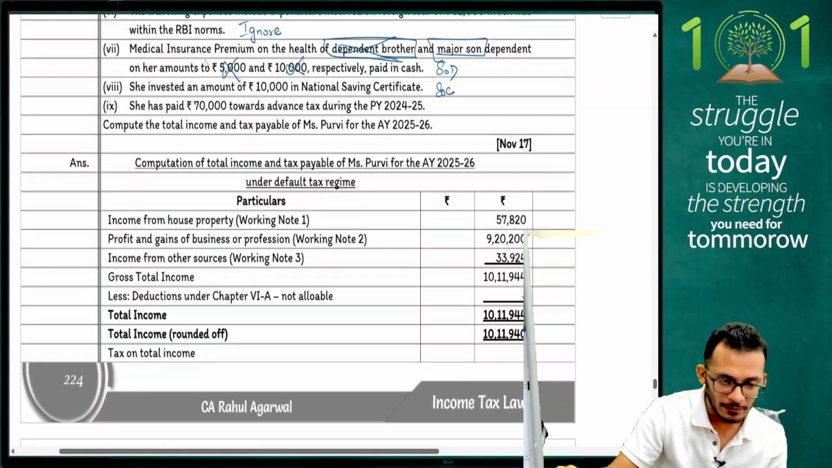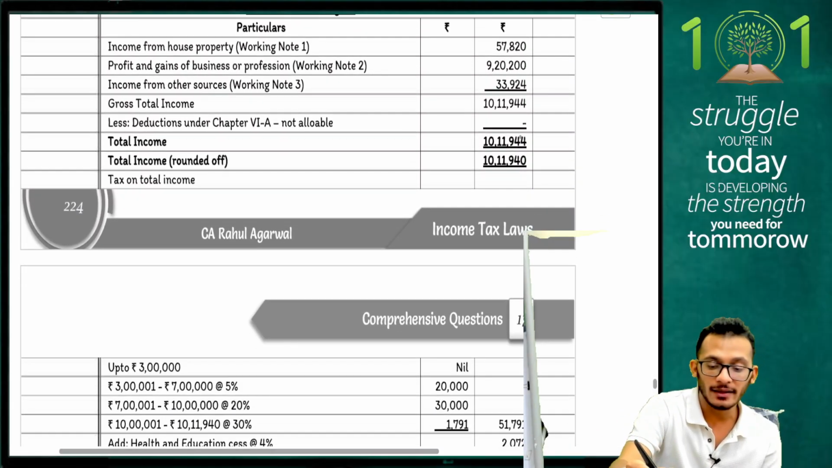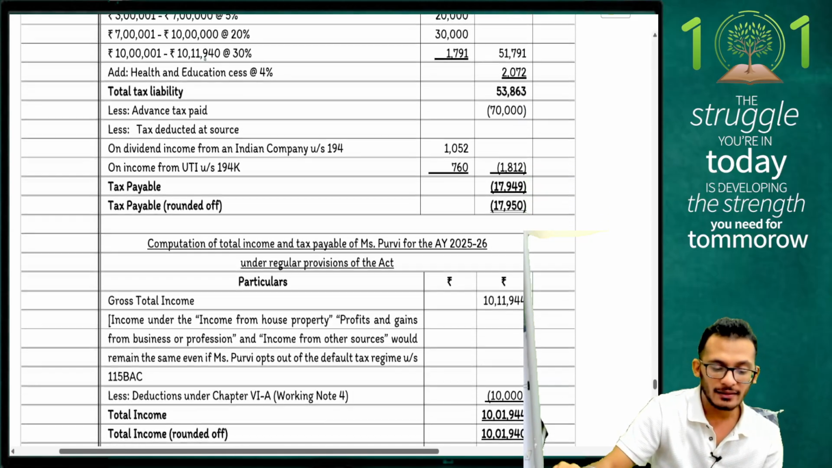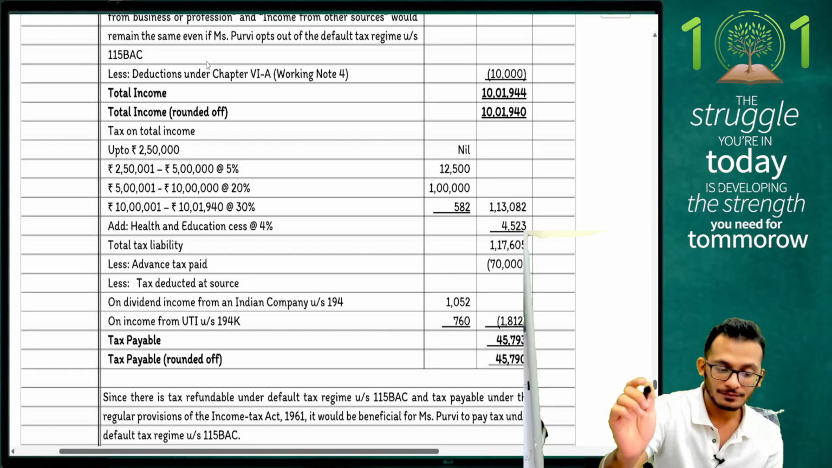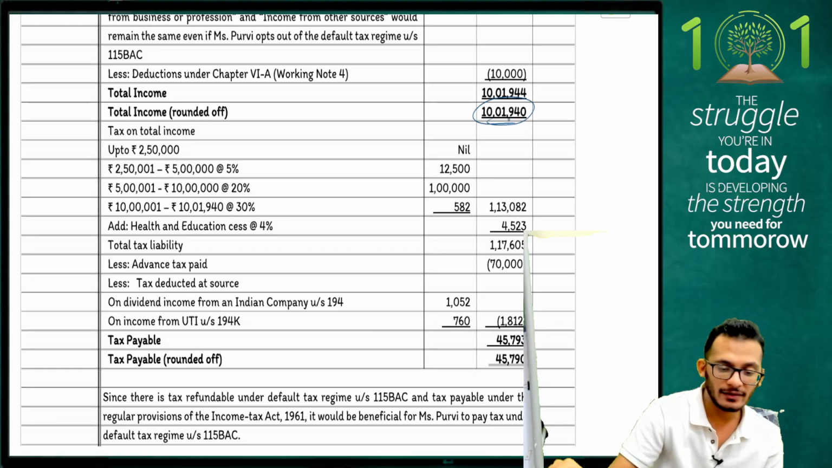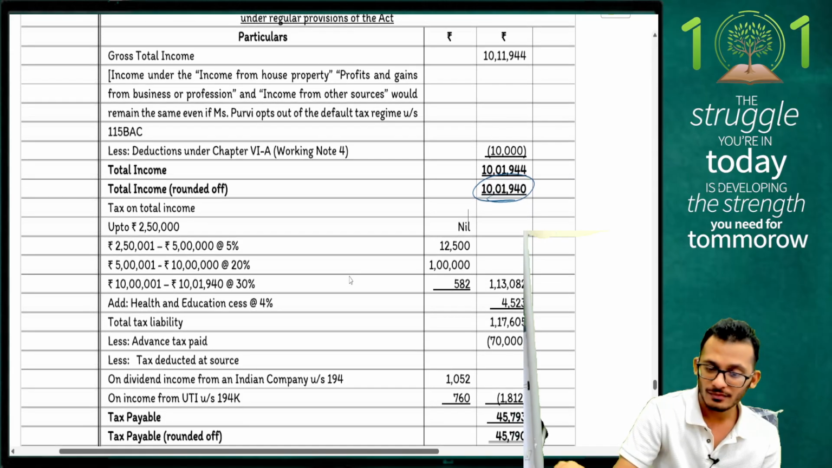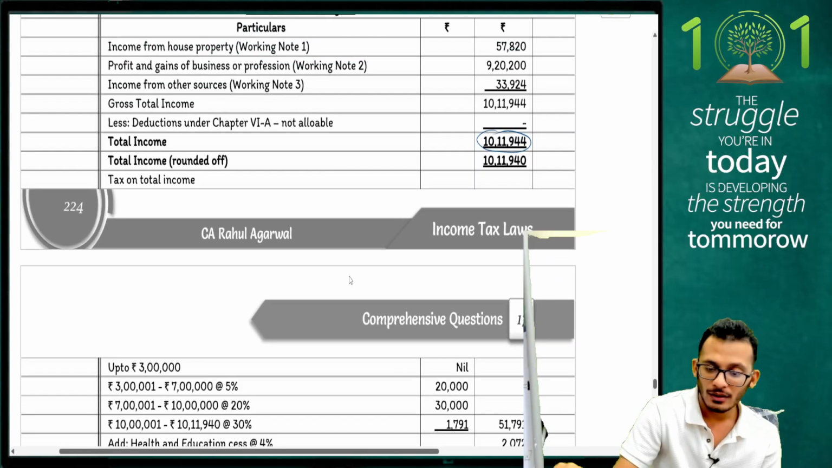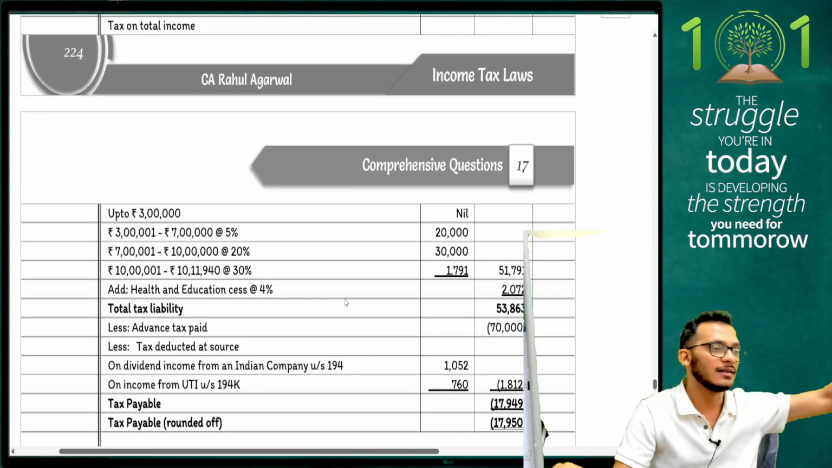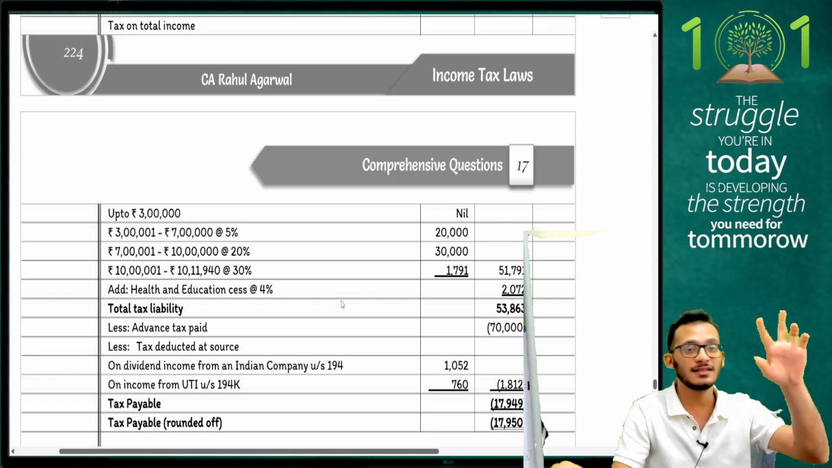If you look at the statement, my total income under the default tax regime became 10,11,940 and under the ATR became 10,01,940. Oh, it's 10,11,000 here and 10,01,000 here. Yes, only one difference, because chapter 6A was the only difference.